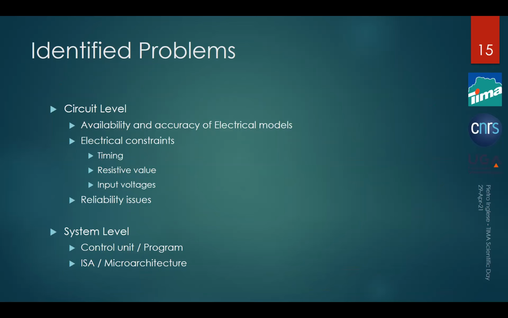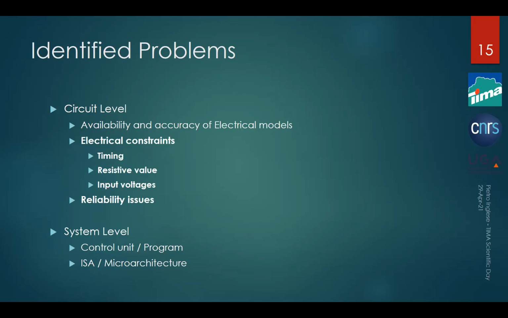On the other hand, we noticed that there are quite big electrical constraints in terms of timing, resistive value, and input voltages. And this could also be connected with reliability issues, because if we have strong constraints, then the reliability could be really important in terms of the correct functioning of the operations. And finally, at system level, we noticed that not all the solutions have a control unit and instruction set architecture or a microarchitecture.